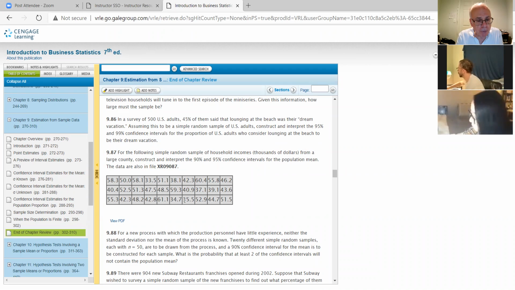And then what we're going to do, according to this problem here, is we're going to construct both a 90% and a 95% confidence interval for a population mean. All right. Now, these are household incomes in thousands of dollars. So, for example, 58.1 would be $58,100, the annual income.